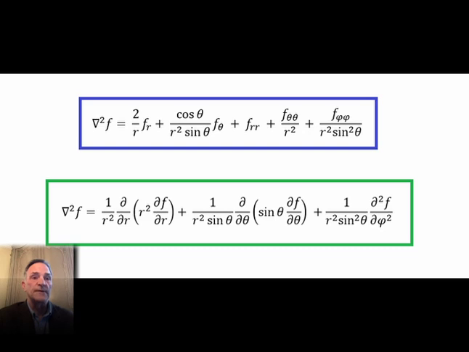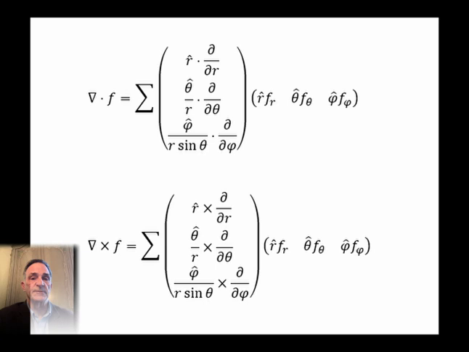You will often see this equation represented in the form which is boxed in green, but if you carry out the indicated derivatives, you will see that they are equivalent. Earlier I mentioned that the divergence and curl can be computed with the same method. As you can see, although they are defined differently, the computation follows the same pattern.